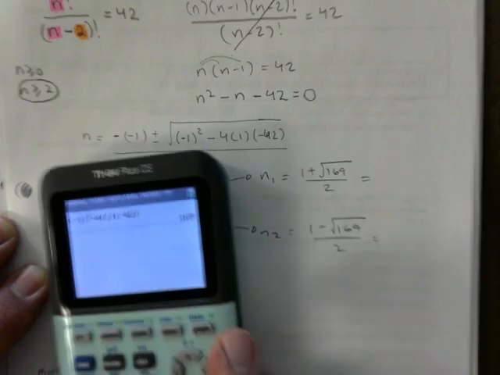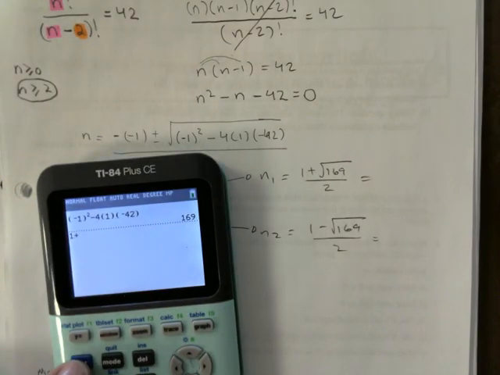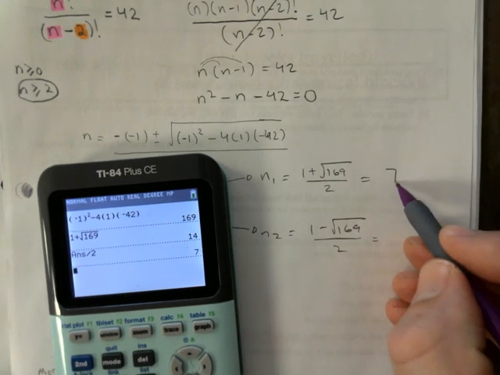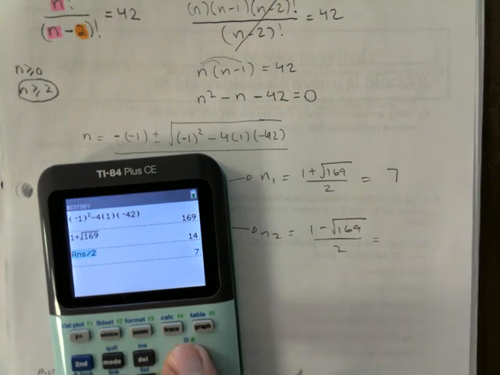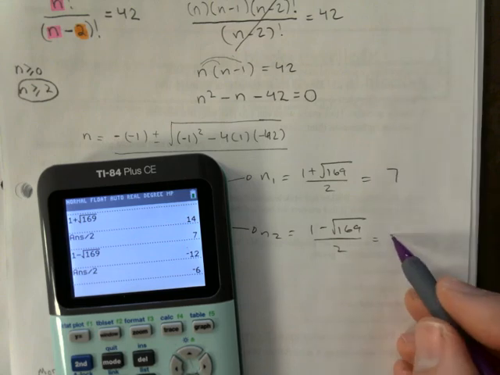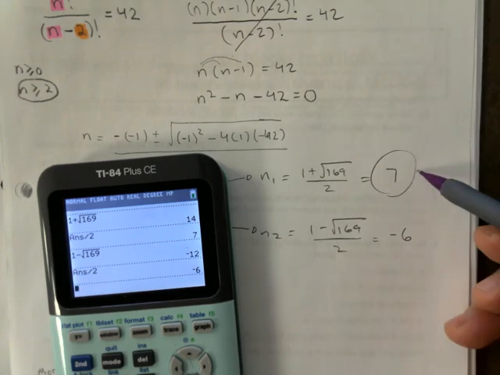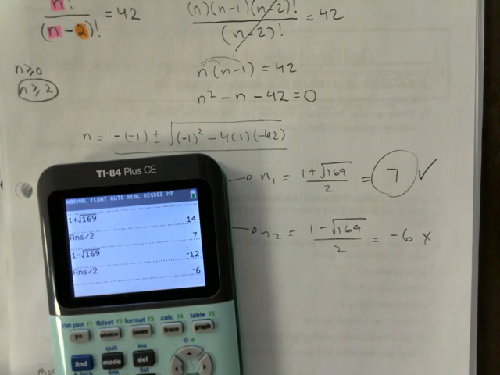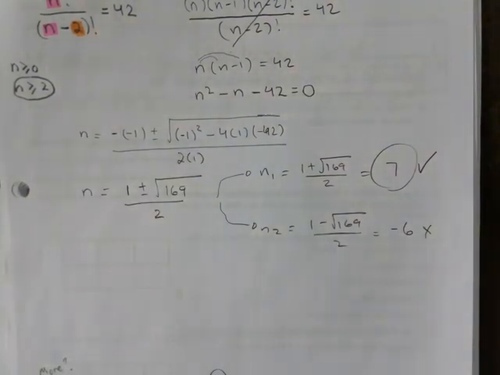You grab your calculator, 1 plus root of 169. Oh, it's 13, divided by 2. Don't forget that. That's 7. And then I copy paste that expression and I just insert a minus there. That's negative 12. You already know it's not going to work. You divide that by 2, it's negative 6. Right? So this is our answer. n is equal to 7 is our answer. And you could plug it in and check to make sure.